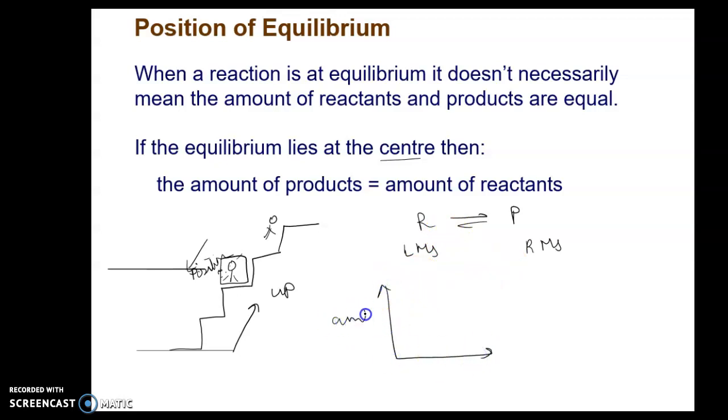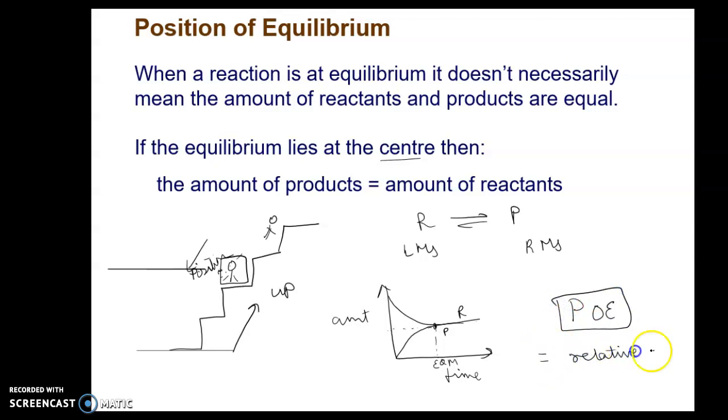That means the push towards the right hand side was the same as the push towards the left hand side. So the amount of reactant would be exactly equal to the amount of product. So now the lines are joining up because that indicates they are exactly the same, and the point at which they plateau, that's the point at which an equilibrium is established. So it's quite important to understand the term position of equilibrium signifies the relative amount of reactant and product.